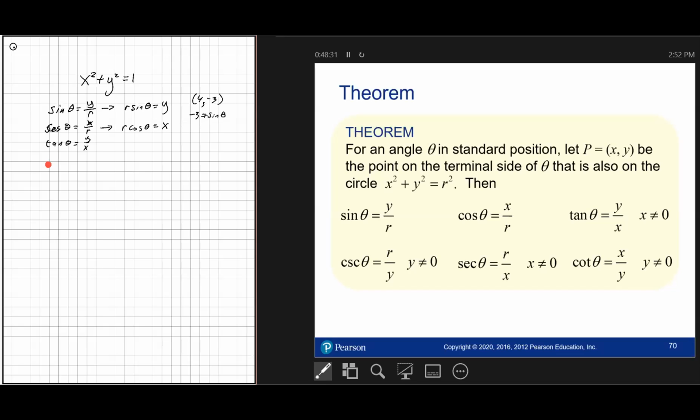And then cosecant of theta is r over y. There's a couple of ways to look at this, but I like to write it this way: y cosecant theta equals the radius. Or you can say that y equals the radius divided by the cosecant.